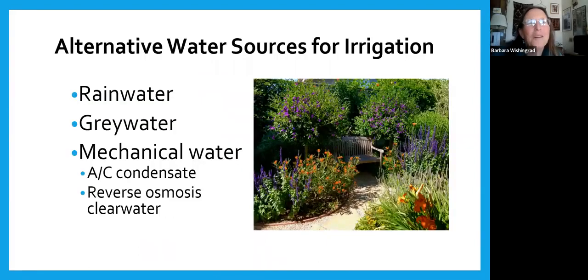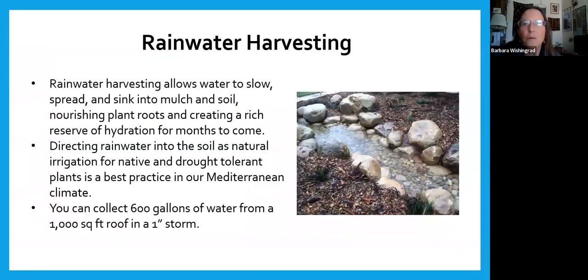Okay, so alternative water sources for irrigation include rainwater, greywater, and mechanical water, which could be, for example, air conditioning condensate and reverse osmosis clear water. One that you do not want to use is the water from a water softener. It's very salty and concentrated, and it is not something that we recommend that you put in the garden.